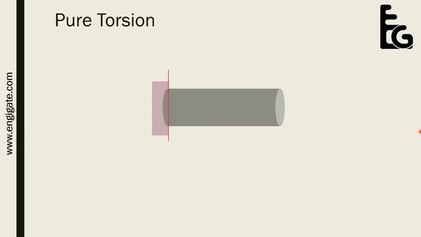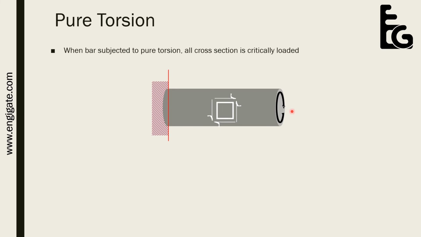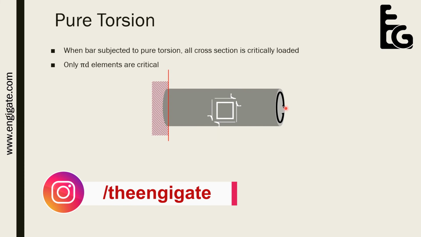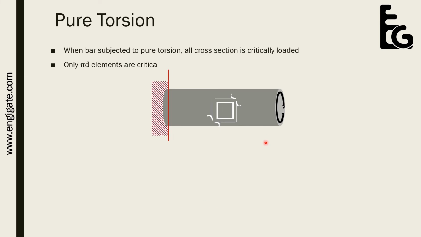Now let's talk about pure torsion. Pure torsion is the load applied in the form of torque. Here the bar is shown torsionally loaded. The element from a bar is shown. Shear stresses are generated in it when it is subjected to pure torsion. When the torsional load applies, all the cross sections are critically loaded. But the elements which are critically loaded are only the circumferential, that is the pi d elements, as the stress is maximum at the circumference only.